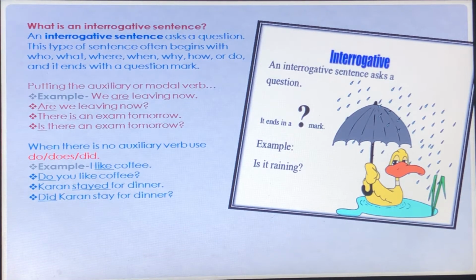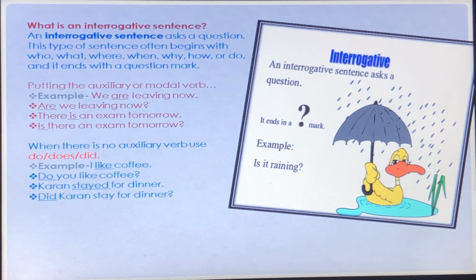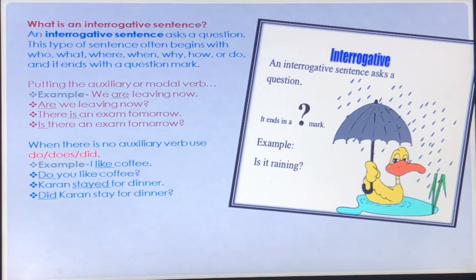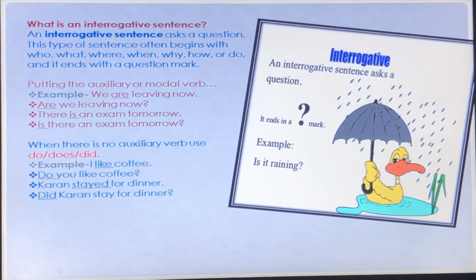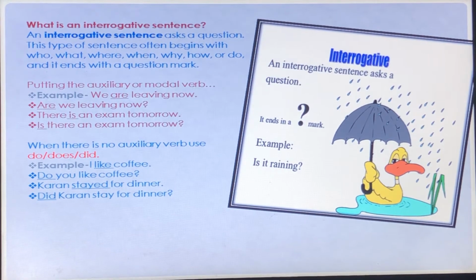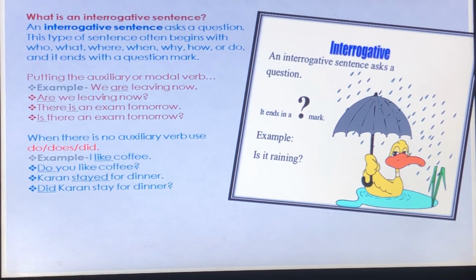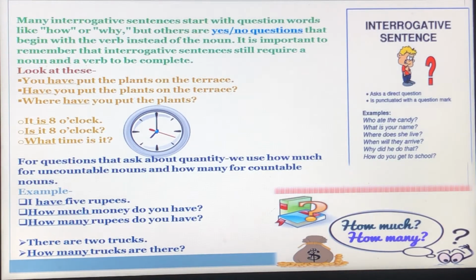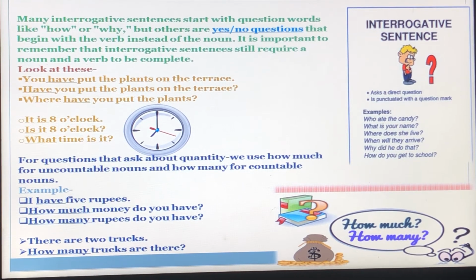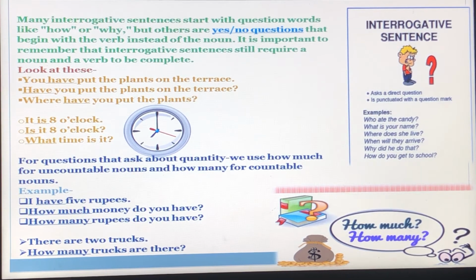When there is no auxiliary verb, we use do, does, did at the beginning of the question, and the noun or pronoun comes immediately after it. Example, I like coffee. We can change it to interrogative, do you like coffee? Karan stayed for dinner. Did Karan stay for dinner? Questions that begin with auxiliary verbs are often called yes or no questions because they can be answered with a yes or no.